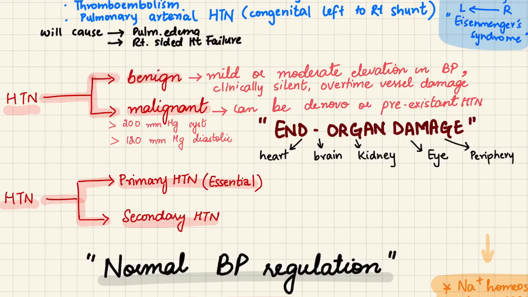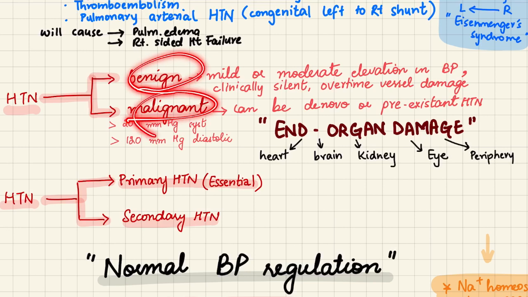Now, we can also classify hypertension as being benign or malignant. Hypertension is not benign, of course, but the benign hypertension is the hypertension which is usually clinically silent, and it will cause vessel damage and other complications, but that would be over a long period of time. And it is going to be a mild or moderate elevation in the blood pressures.